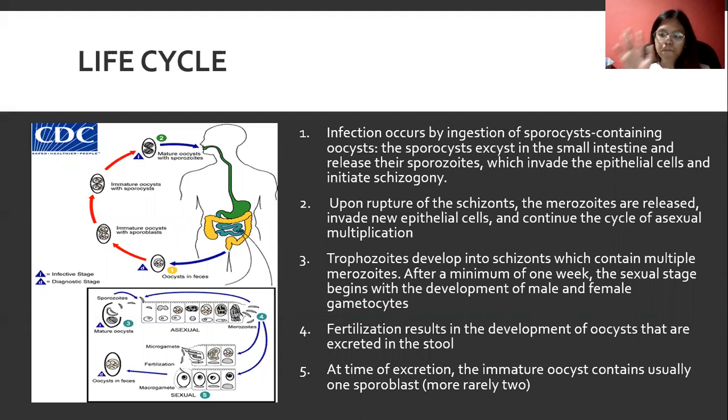Okay, so ulitin ko lang po. For our Isospora belli, we have two reproduction. We have asexual first, then once na nasa inside na po siya ng body, magkakaroon po ng sexual reproduction. So, pag sexual reproduction, we have the male and female gametocytes. Okay po?